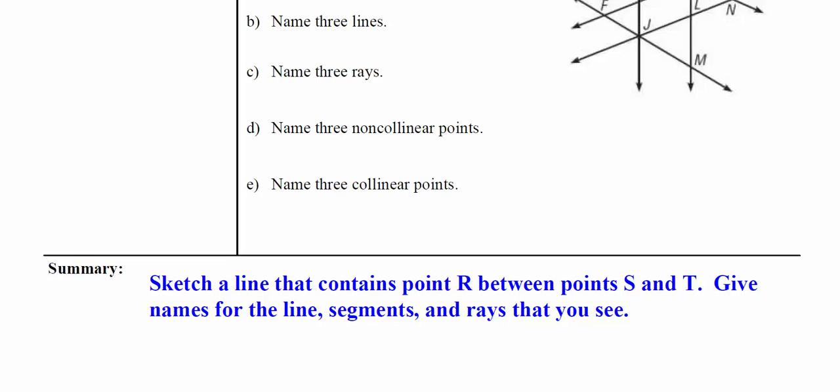For your summary, sketch a line that contains point R between points S and T. Okay, so actually make a drawing. Don't forget, it's a line. So you're going to make sure you have arrows at the end of your line. But there are 3 points in this line, right? These are collinear points. Give names for the line, the segments, and the rays that you see in your drawing.